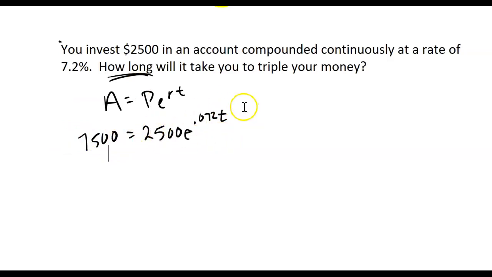So now instead of just typing all this in, we need to do a little bit of math. Luckily, we know how to solve exponential equations. Let's divide the 2,500 off of both sides.